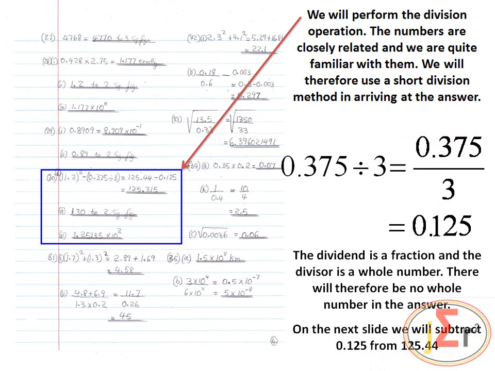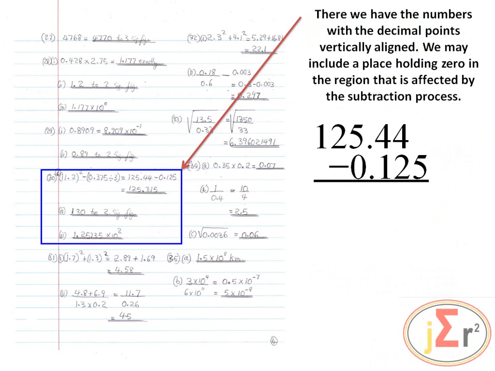On the next slide, we will subtract 0.125 from 125.44. There we have the numbers with the decimal points vertically aligned. We may include a placeholder 0 in the region that is affected by the subtraction process. Right there will be affected by the subtraction process when we attempt to take 5 from nothing.